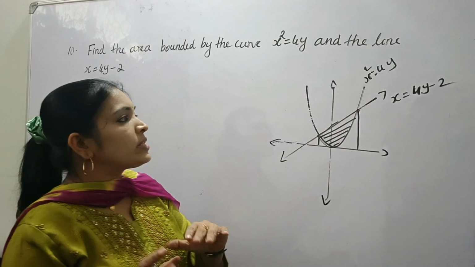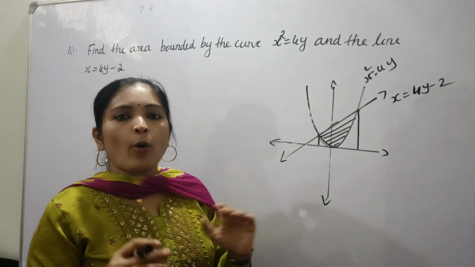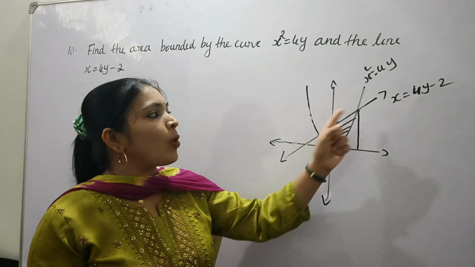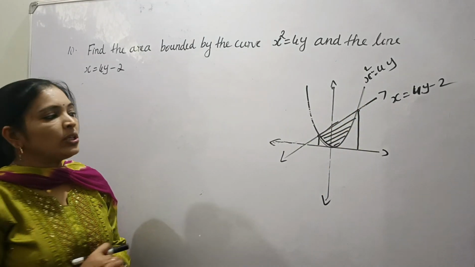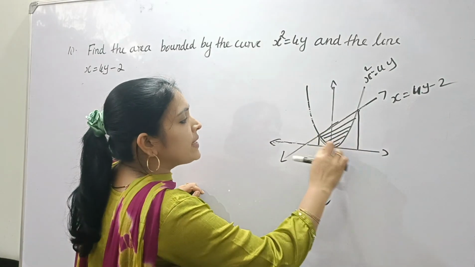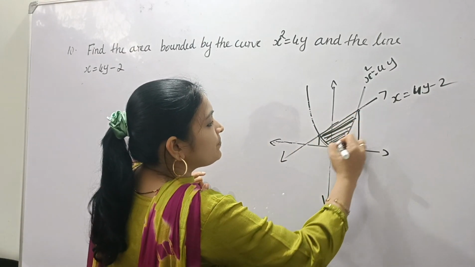If you are confused about the line, to draw the line, you just take 2-3 points of x and y, then plot the points and draw the line. Okay, so here we have to find the area between this curve and the line, that is this region, right? We have to find the area of this region.